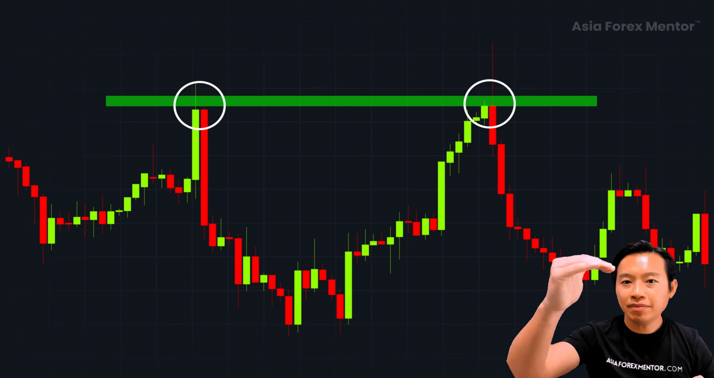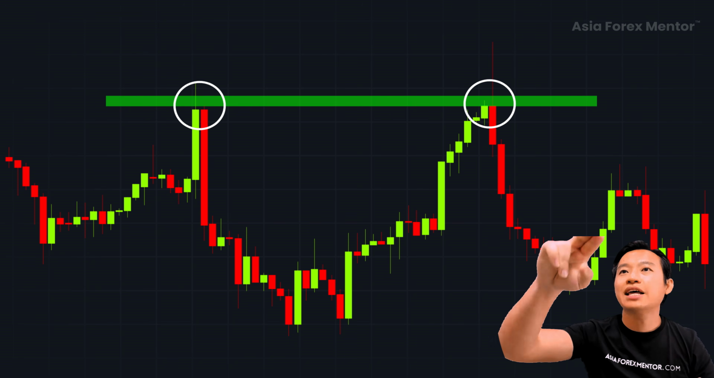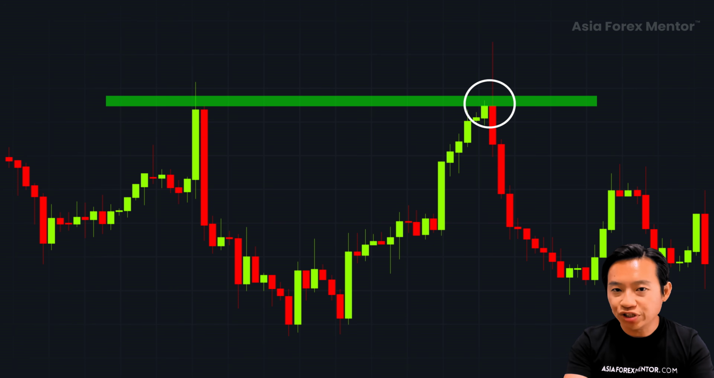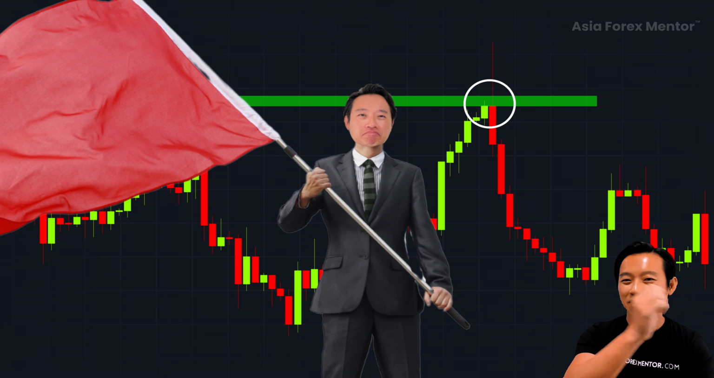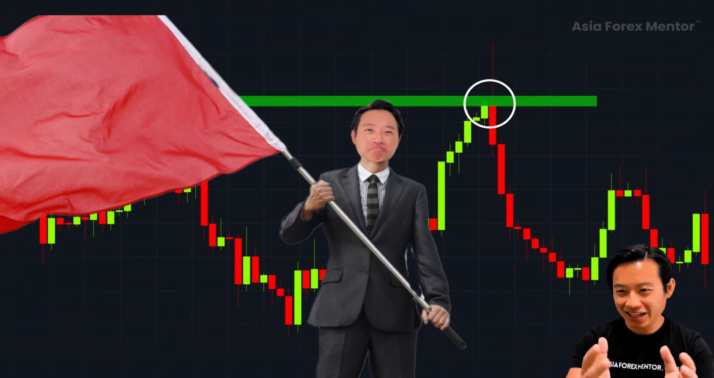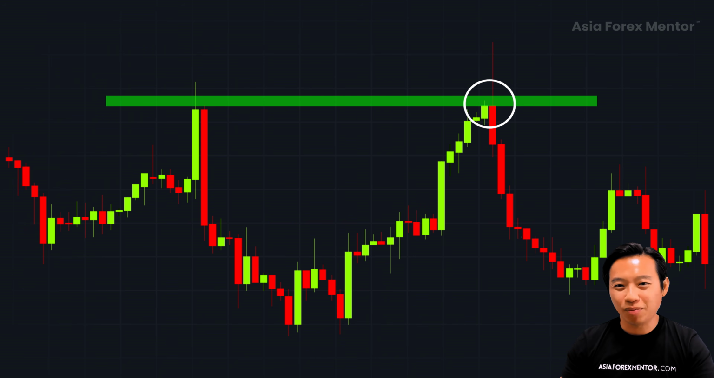When price reaches these key levels, that's where price tends to bounce. When you spot a rejection candle at these key levels, it's like the market is waving a big flag saying, hey, reversal may be coming. Keep an eye on it. It could be your next trading opportunity.